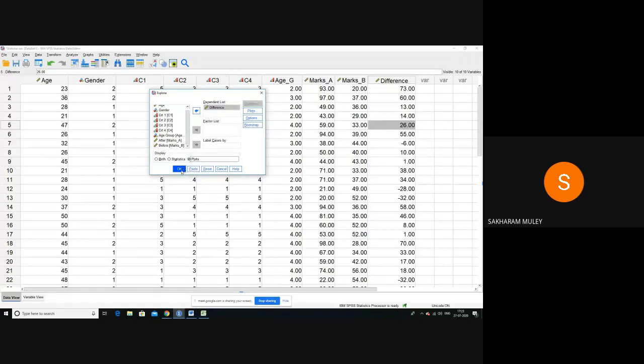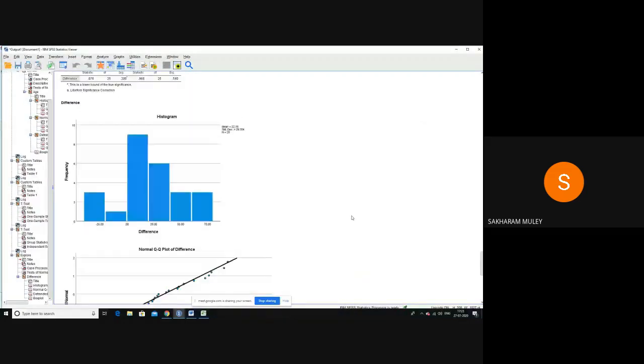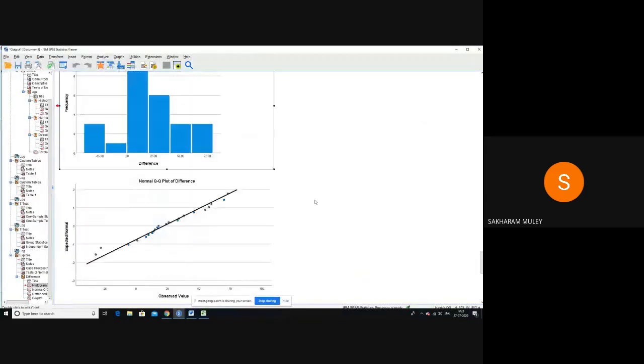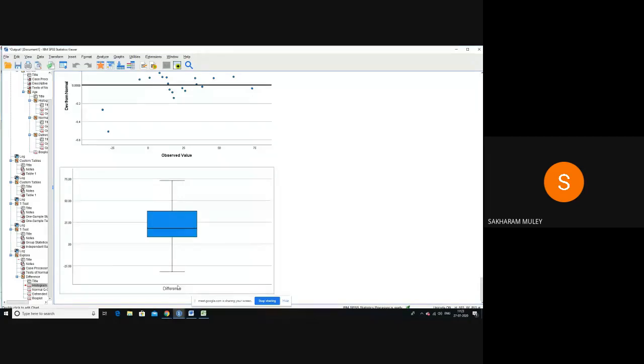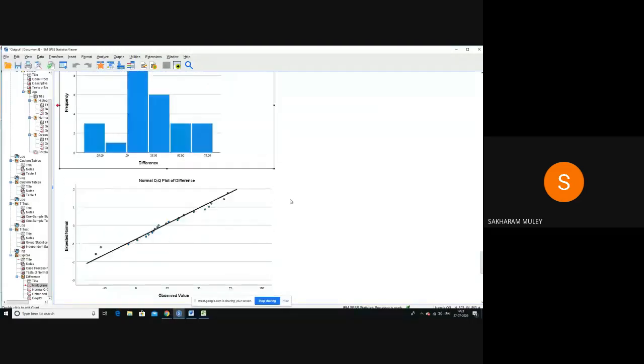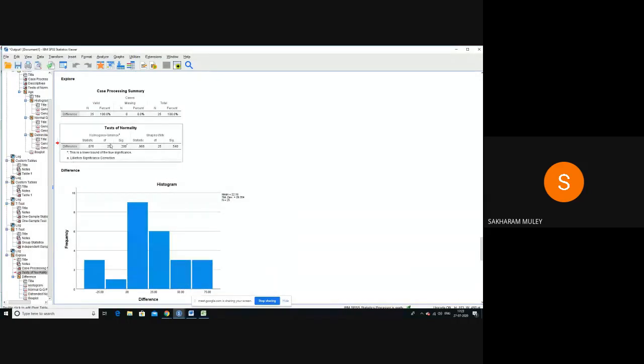So I'll go for plots. I don't want to find descriptive statistics for this. So you will find that I'm getting a histogram. Then I'm getting this as a QQ plot. This is a QQ plot, and this is a box plot, the box plot of the difference. So it shows minimum value, maximum value, median. Then this is the 25th percentile, 75th percentile, that is first quartile and third quartile. Okay. Test of normality is absolutely normal.